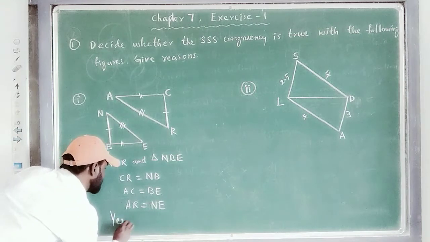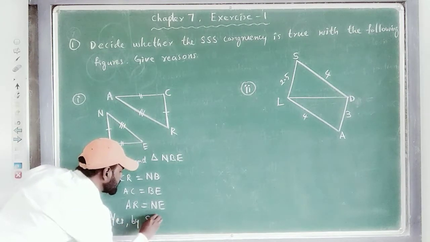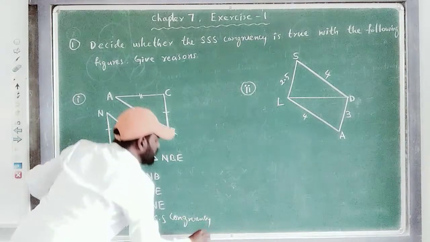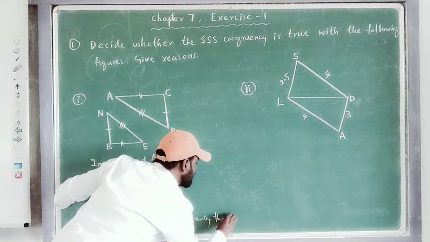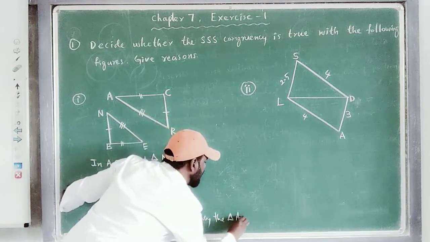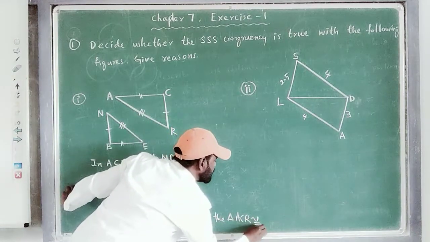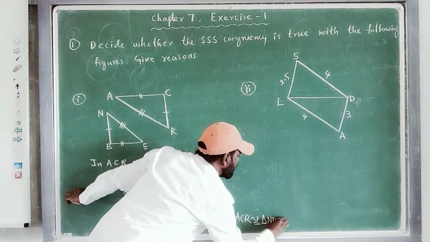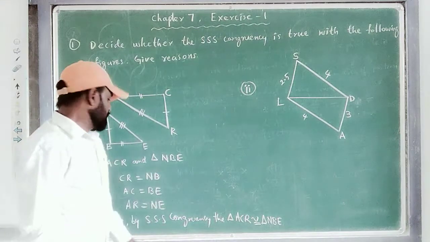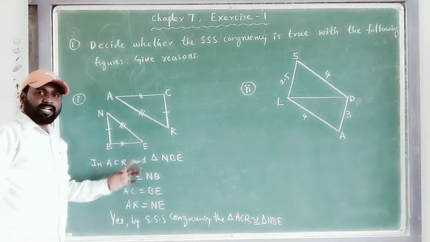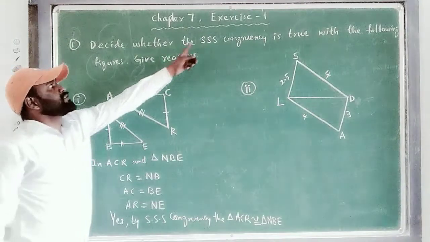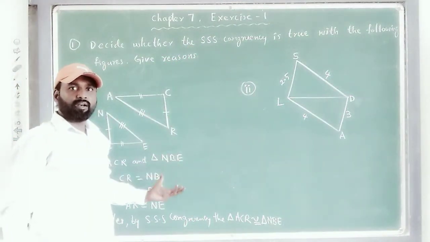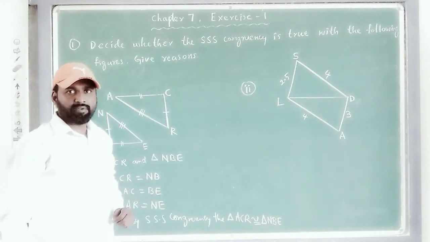Yes, by SSS congruency, triangle ACR is congruent to triangle NBE. So simple. We just check whether the corresponding sides are equal or not. The SSS rule means that if all three corresponding sides of both triangles are equal, then we can say the two triangles are congruent to each other.